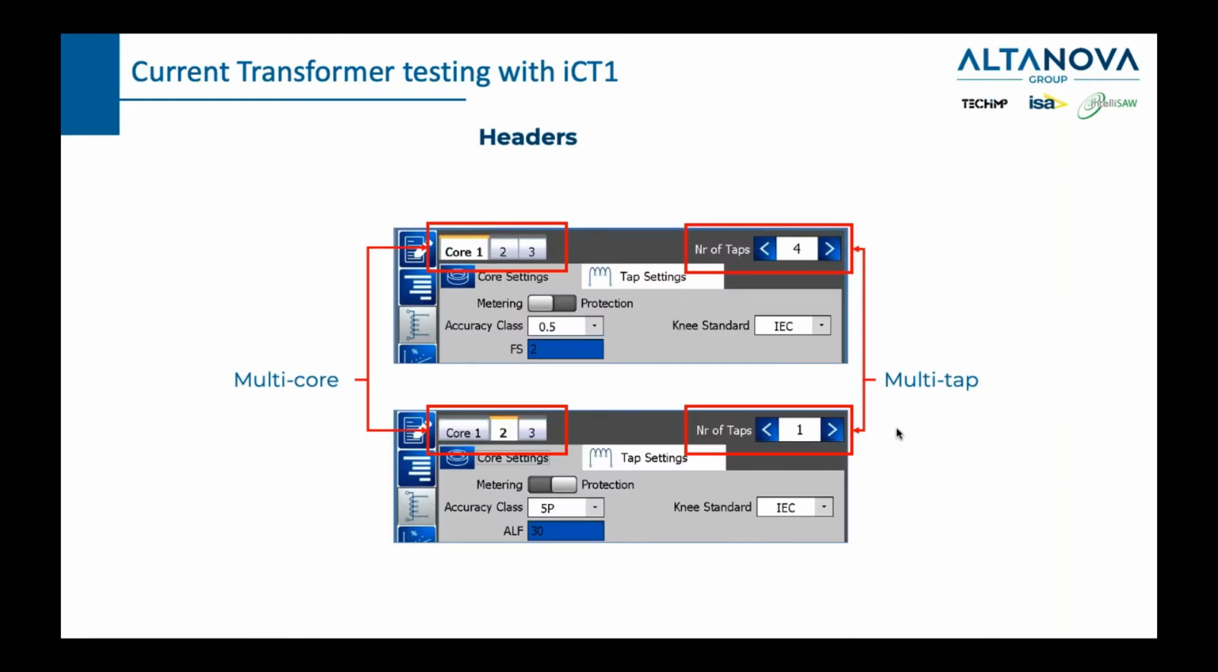First, you go to a header, and in the header, you need to define the number of cores and the number of taps. So first of all, we know that a CT can have multiple cores. It can have one, or it can have 2 or 3 cores. Usually, you have a protective core and the metering core. They're different because the metering core needs to saturate fast, while the protective core shouldn't do that. And at the same time, on one core, you can have multiple taps. These are the first steps you do when you define.